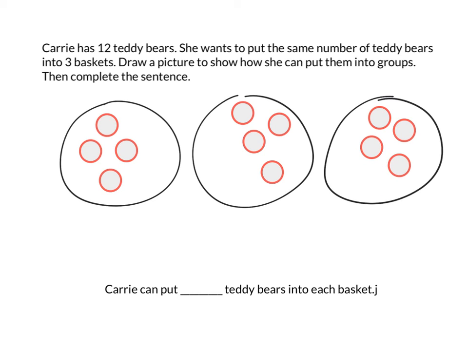Okay, so now I just have to double check that I made them into equal groups. I have 1, 2, 3, 4, 1, 2, 3, 4, and 1, 2, 3, 4. So I have 4 teddy bears in each basket. So that would be my equal groups. And now I can complete the sentence on the bottom. Carrie can put 4 teddy bears into each basket. Because here there's 4, here there's 4, and here there's 4. And together, if I were to add these all up, they all equal 12 teddy bears.